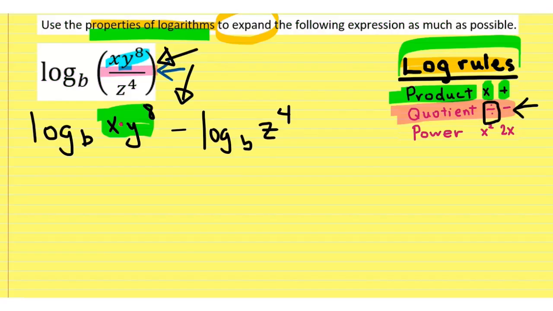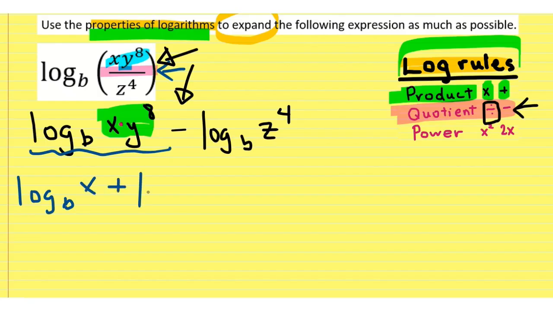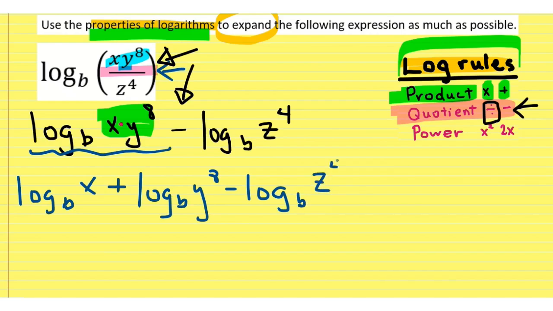Okay, so that means that we are going to change this part into an addition. We're going to say log base b of the first term, which is x, and we're going to add it to log base b of the second term that's being multiplied, y to the 8th. And then, of course, I still have log base b of z to the 4th.